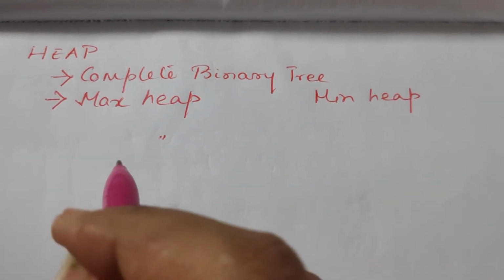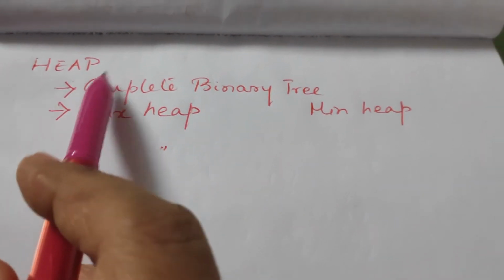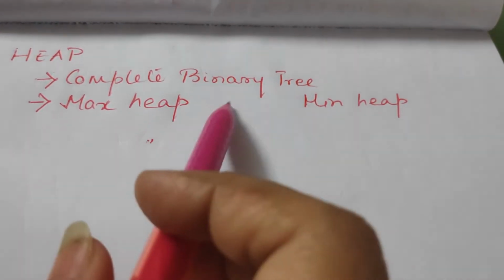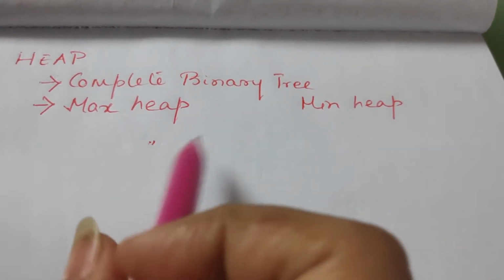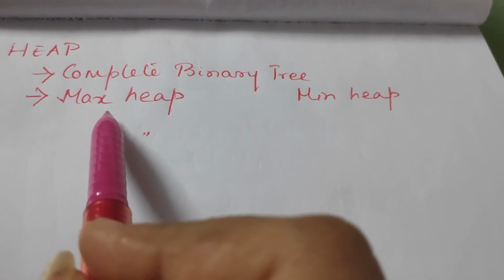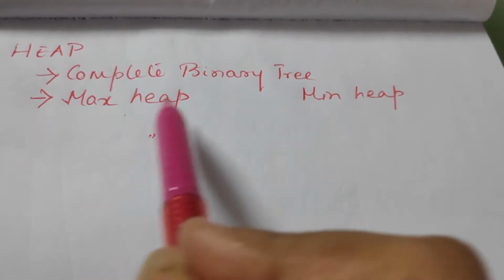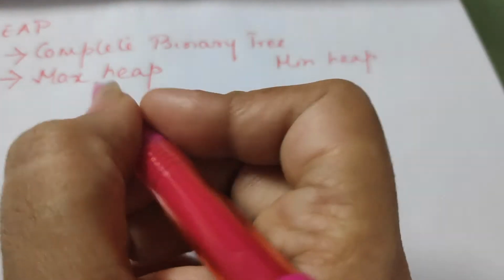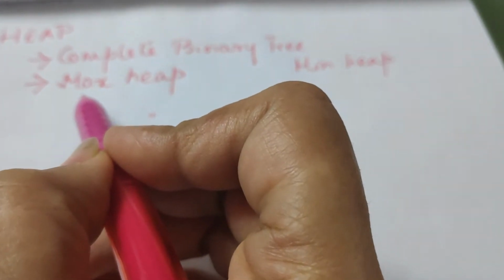Today we are going to discuss heap. Now what is a heap? Heap is a special kind of a complete binary tree. There are two kinds of heap. One is max heap, another one is min heap. Now what is the speciality of a max heap?